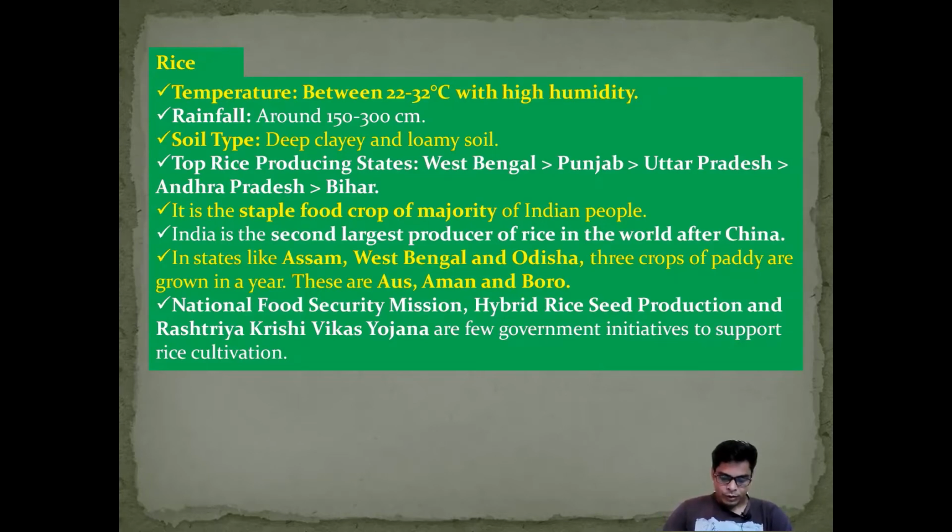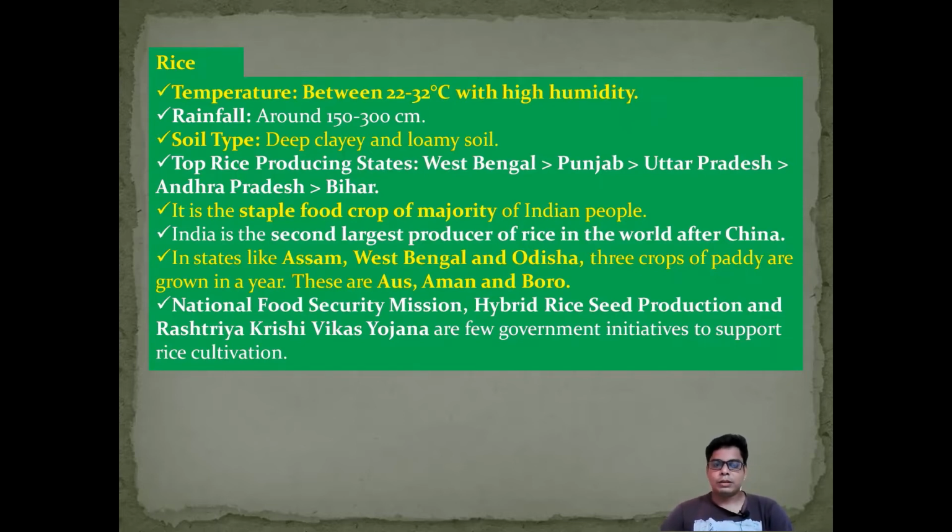According to your book, West Bengal is in the first position, then UP, then Andhra Pradesh, Punjab and Bihar. These states keep changing year by year, so these are the main things we have to understand.